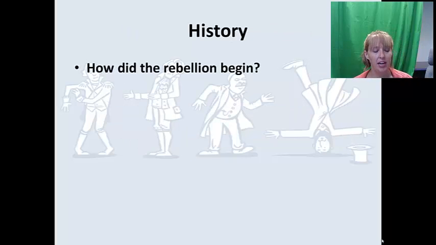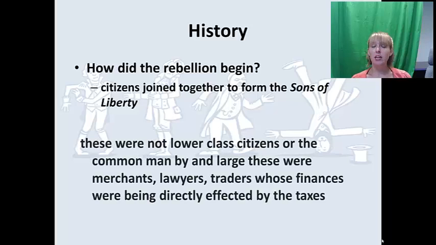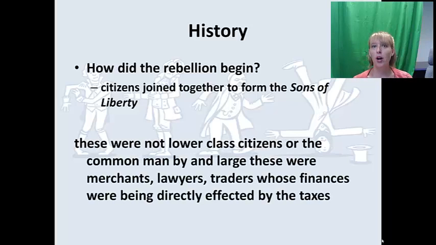How did the rebellion actually get started then? Well, you don't just go straight from "I'm angry about taxes" to a revolution. So there's some intermediary steps. We have citizens joining together to form the Sons of Liberty. Keep in mind the very limited role that women would have been able to have in the political sphere, in the public sphere in general at this point in time. So we have citizens joining together to form the Sons of Liberty, really emphasizing the notion we talked about before about Lockean ideas of liberty and Hobbesian ideas of liberty.